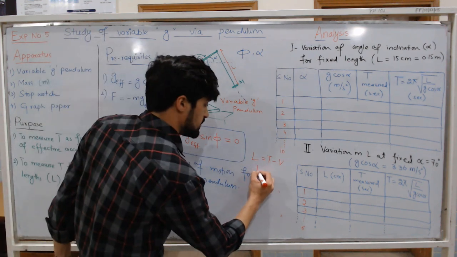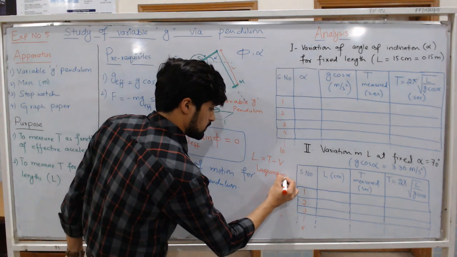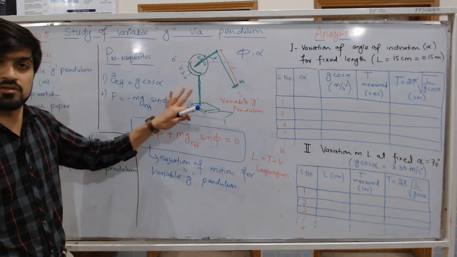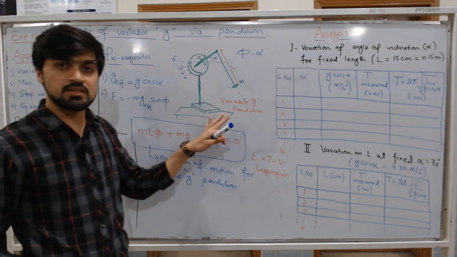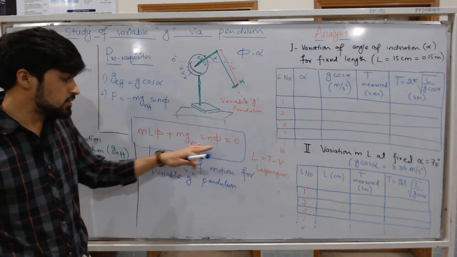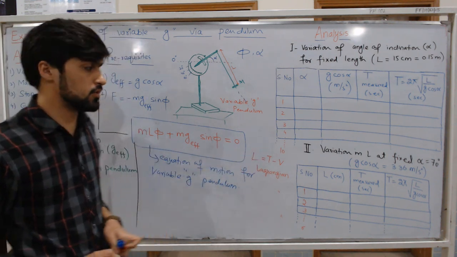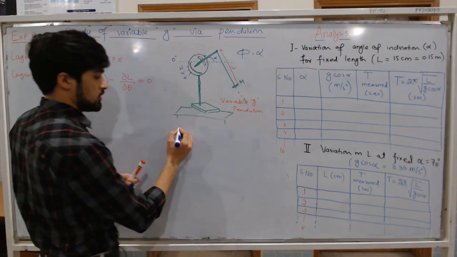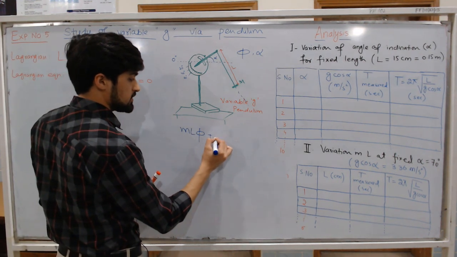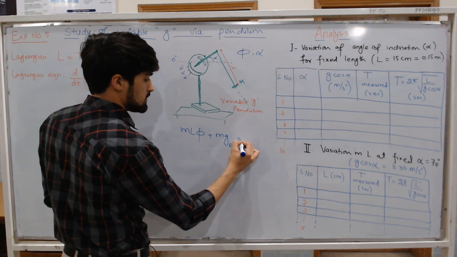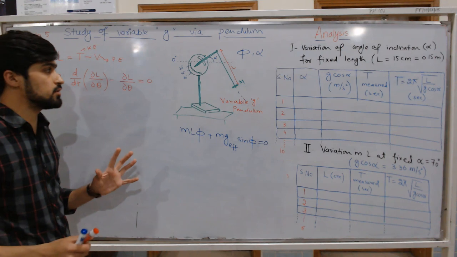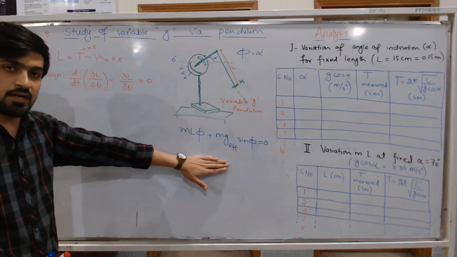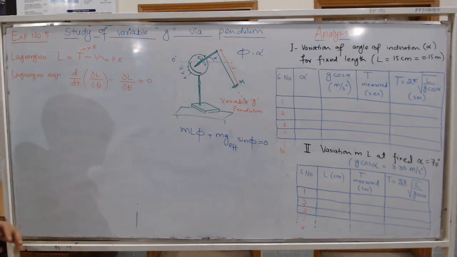We call this the Lagrangian. L is equal to T minus V. The Lagrangian is the difference between the kinetic and the potential energy for such a system. This can be a simple pendulum, a spring mass system, or some other system. This relation, m l phi double dot plus m g effective sine phi is equal to 0, is derived from the Lagrangian. But do not worry about this, there is no need to derive this equation. For the sake of understanding and for the theory and calculations part, let's derive this very quickly.